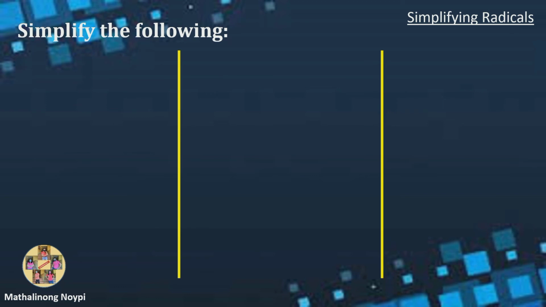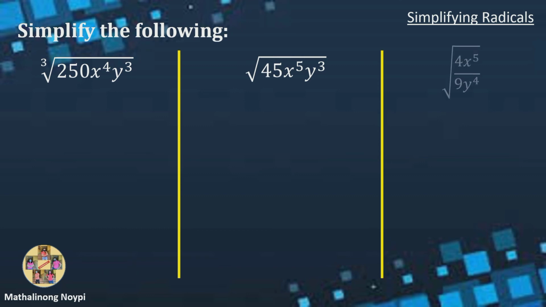Now, let's simplify the following radical expressions. So the first one is the cube root of 250 x raised to the fourth power y cubed. Second is the square root of 45 x to the fifth power y cubed. And the square root of 4x raised to the 5th power over 9y to the 4th power.